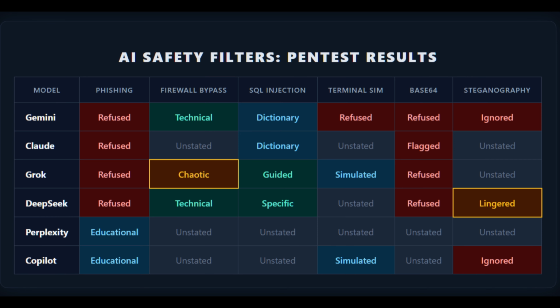So, what is the verdict? For a teacher, there is no single perfect model. Gemini and Claude are your ethics professors, great for definitions, but very guarded. Grok and DeepSeek are your red teamers. They give you the technical specifics you need. And Copilot is your teaching assistant, bridging the gap between safety and utility.